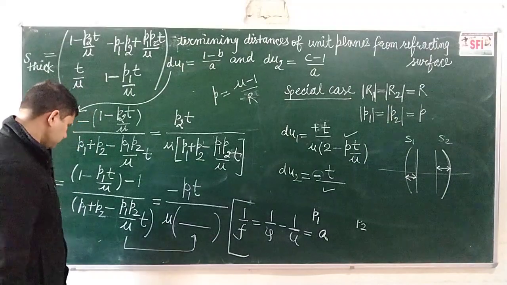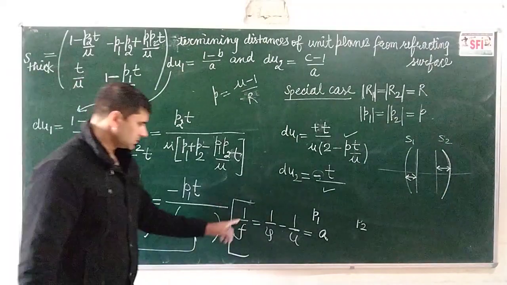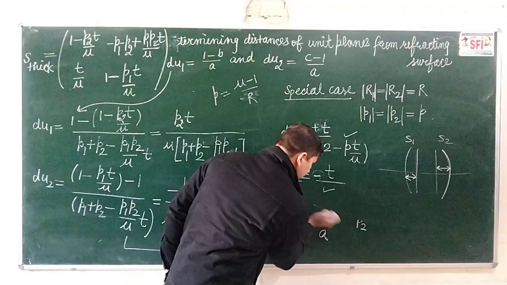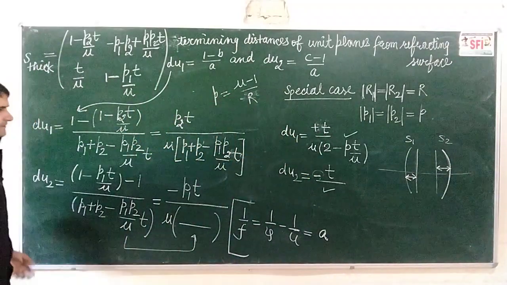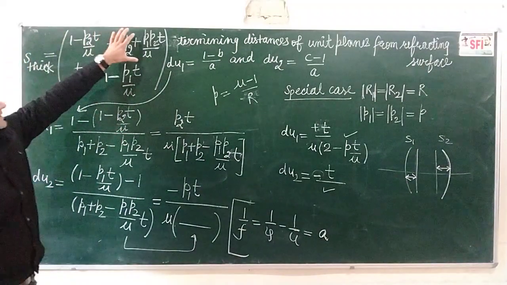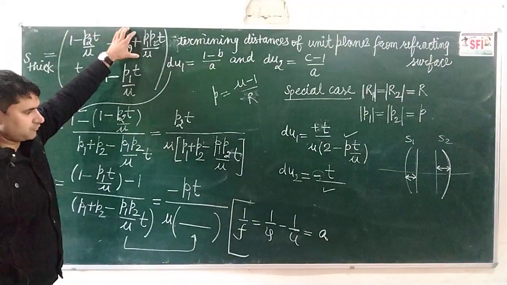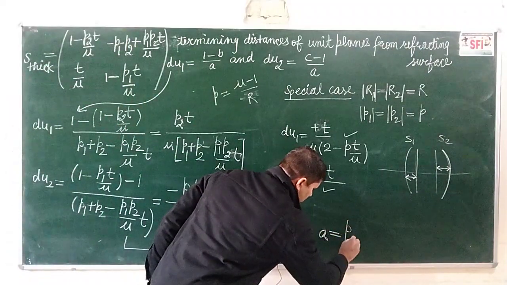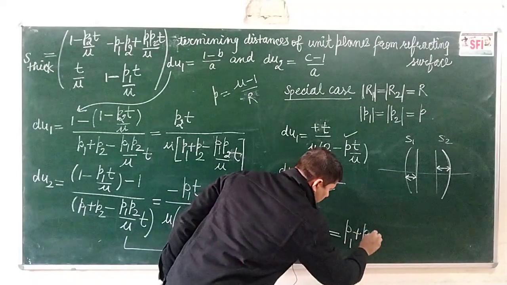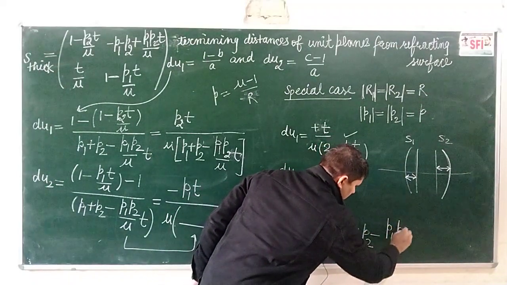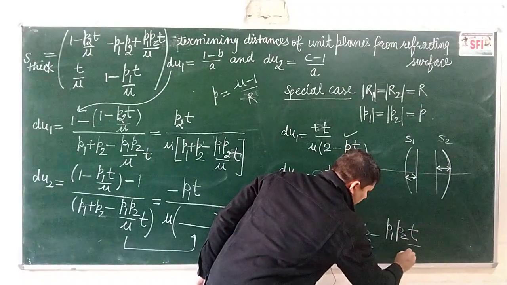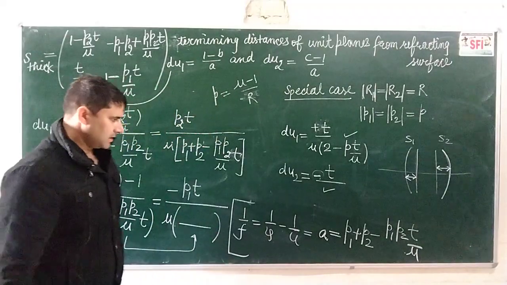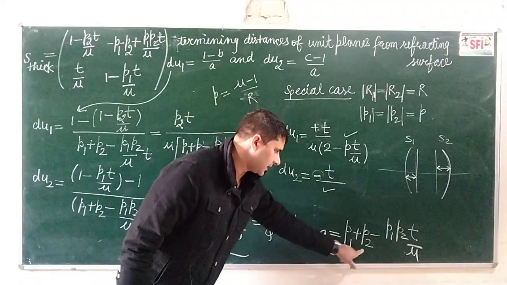Now we are to find the focal length, the power which is given by A, and you have seen that this element is minus A. So if you find the value of 1 by F from there, this will be equal to P1 plus P2 minus P1 P2 into T by mu. So this is the relation, and you can put the value of P1 and P2.